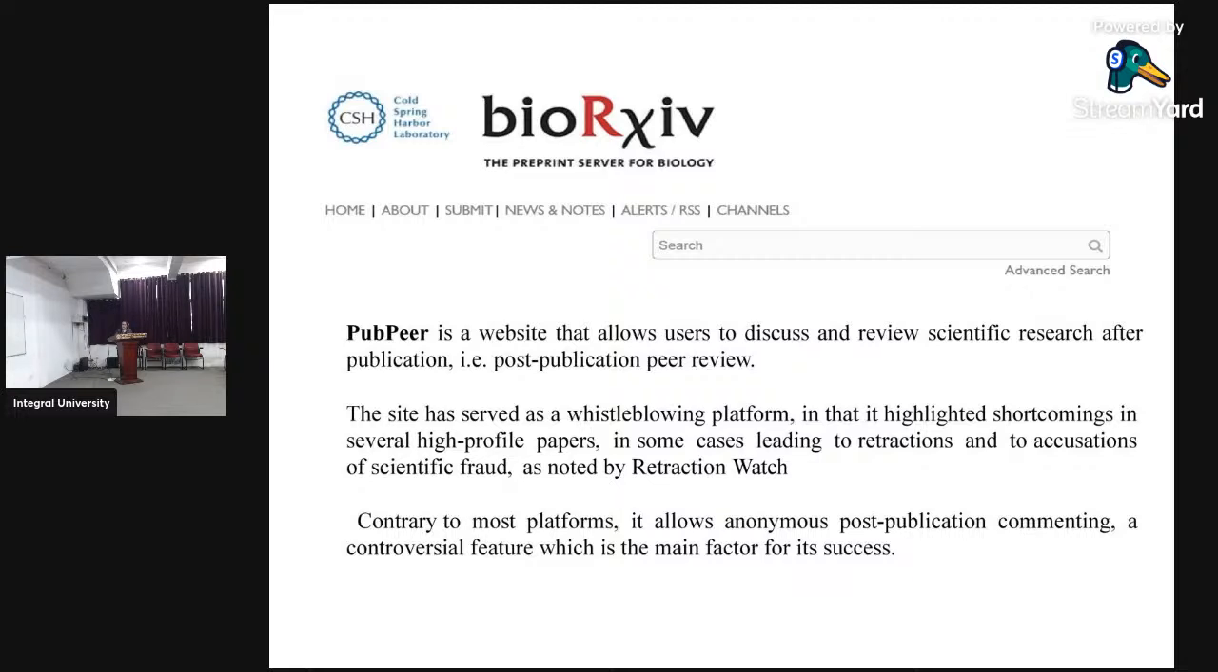This site has served as a whistleblowing platform in that it highlighted shortcomings in several high-profile papers, in some cases leading to retractions and to accusations of scientific fraud, as noted by Retraction Watch. So contrary to most platforms, it allows anonymous post-publication comments.